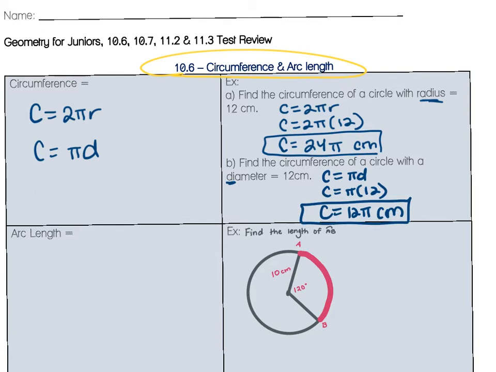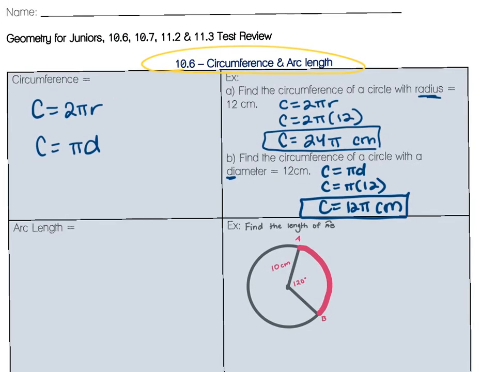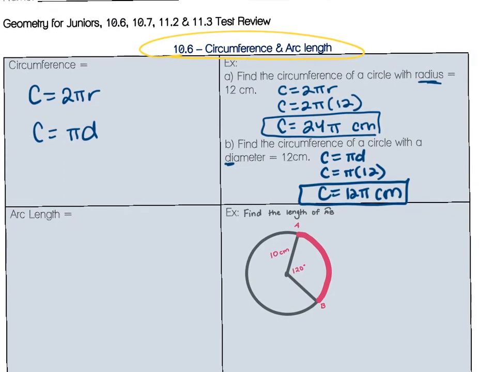So again, be careful. Make sure you identify what it's giving you, because if this is multiple choice, which this kind of question would be, it's certainly going to have both answers. It's going to have it as though it was the radius and as the diameter. So be careful. Questions on circumference? Hopefully we're feeling confident on that one.